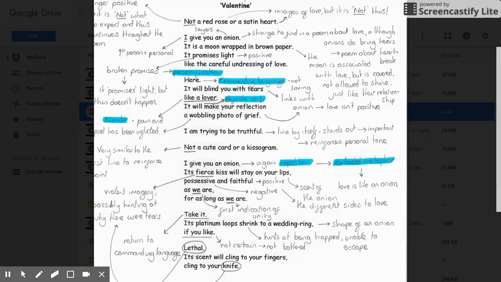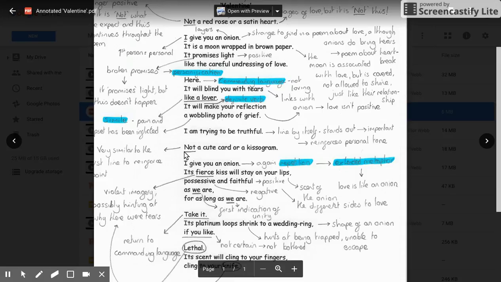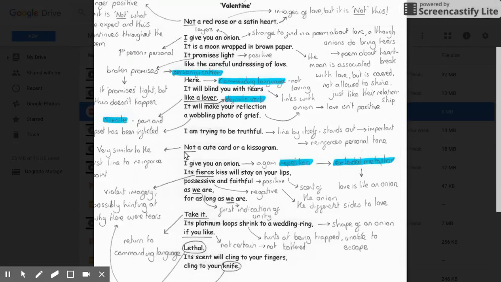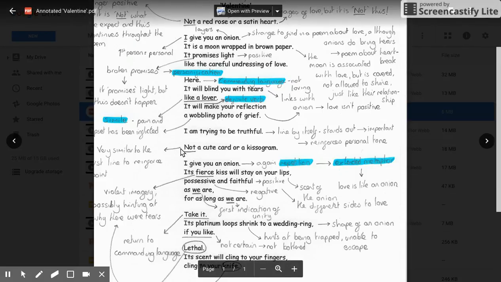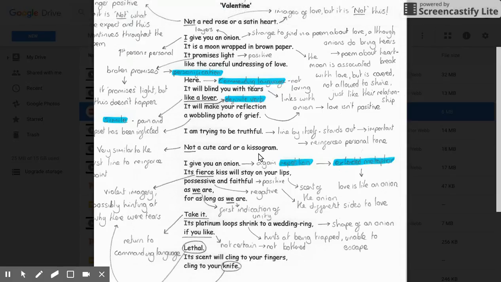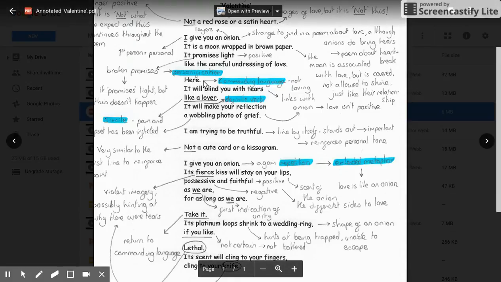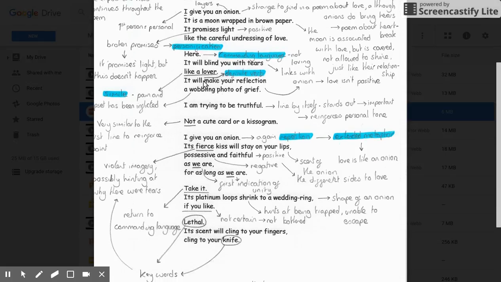The line is by itself again to make it stand out. We almost then have a repetition of what we have in the first, I suppose, part of the poem, where we have not again. So it's not a cue card, it's not a kissogram. Again, I give you an onion. So it's reinforcing this metaphor.